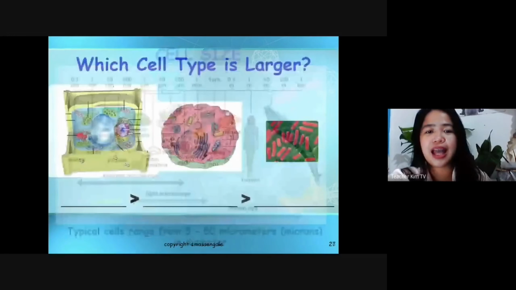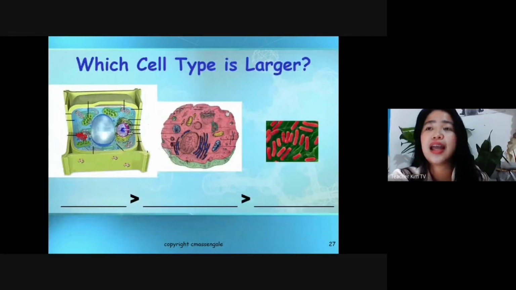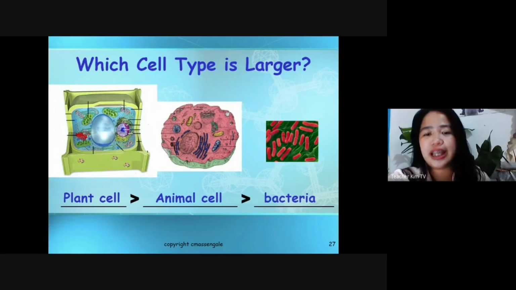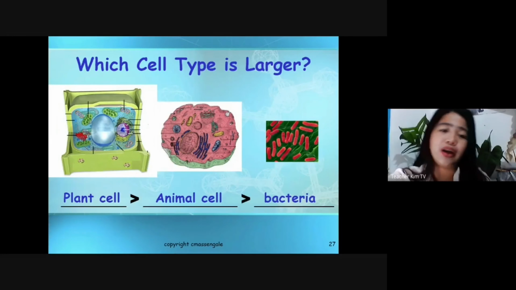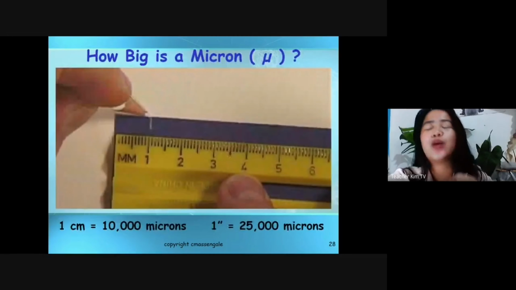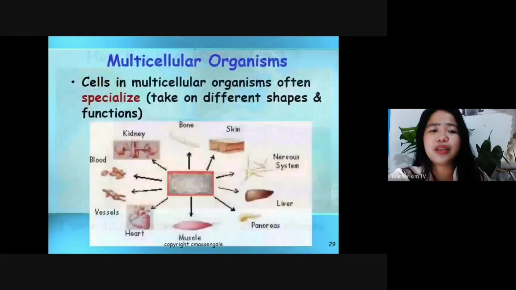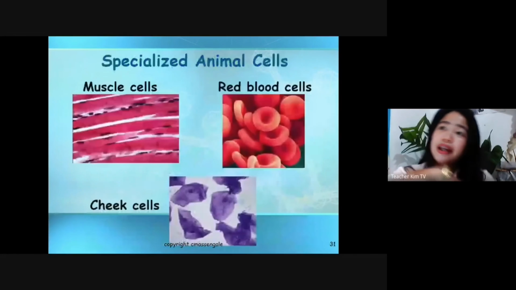Alam natin yan lahat. So, which cell type is larger? So, usually, plant cell is larger than the animal cell, and then the animal cell is larger than the bacterial cell or the prokaryotic cell. So, ganyan lang kaliit. 1 centimeter is equivalent to 10,000 microns. Now, there are many multicellular organisms and often they have specialized function. We will discuss cell specialization in the next topic.